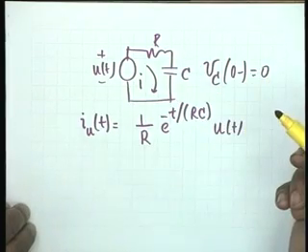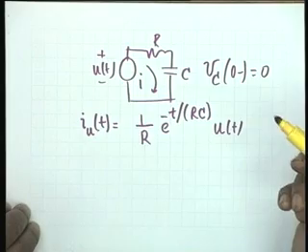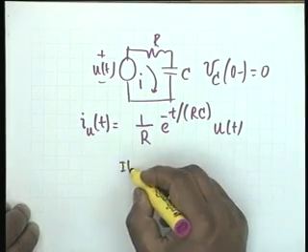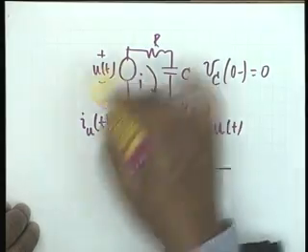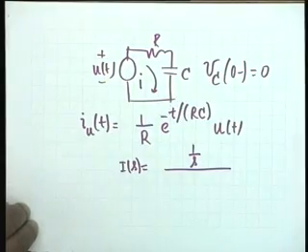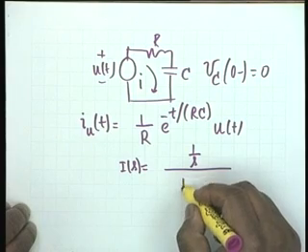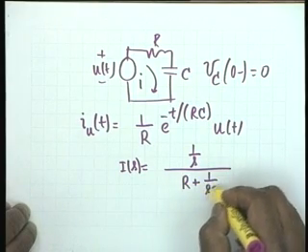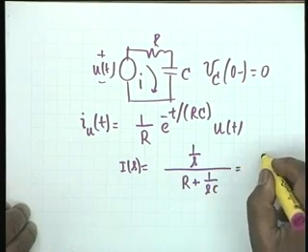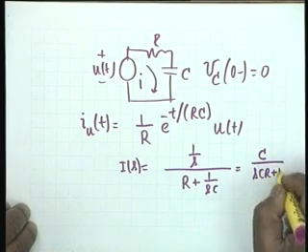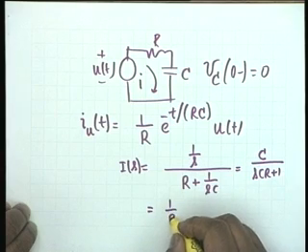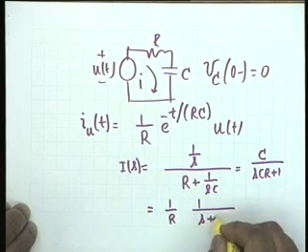You might like to do it directly, and directly means that capital I of s now shall be 1 by s, that is the Laplace of u of t, divided by the impedance R plus 1 over sC. Therefore, this simply becomes C divided by sCR plus 1, which is equal to 1 over R times 1 by s plus 1 over CR.